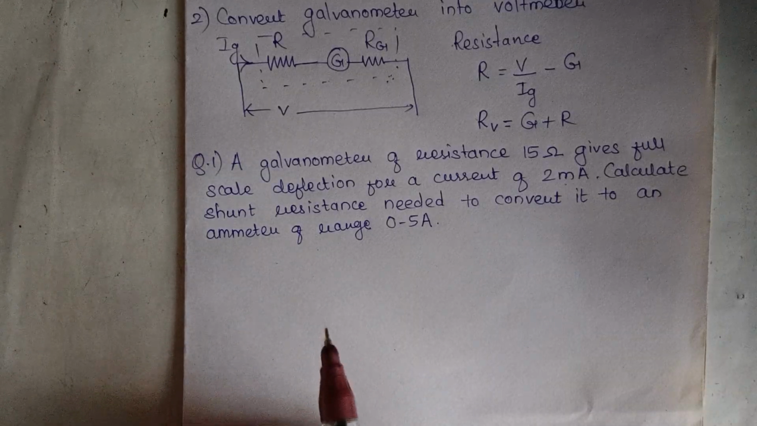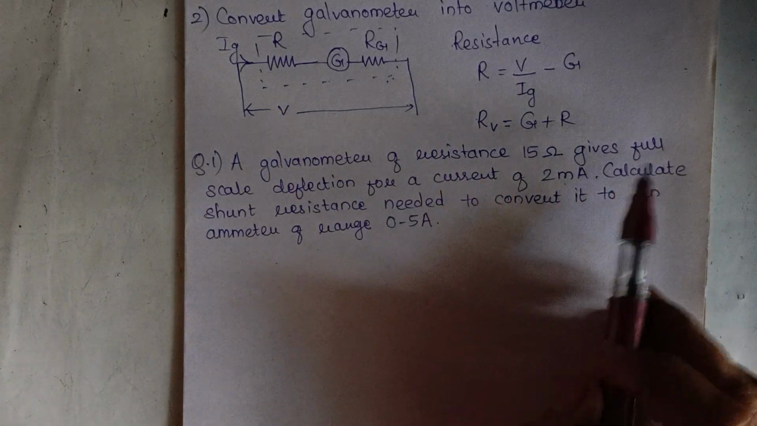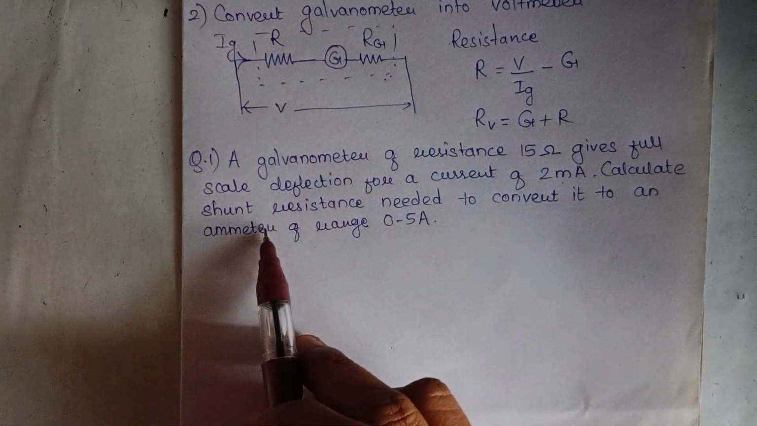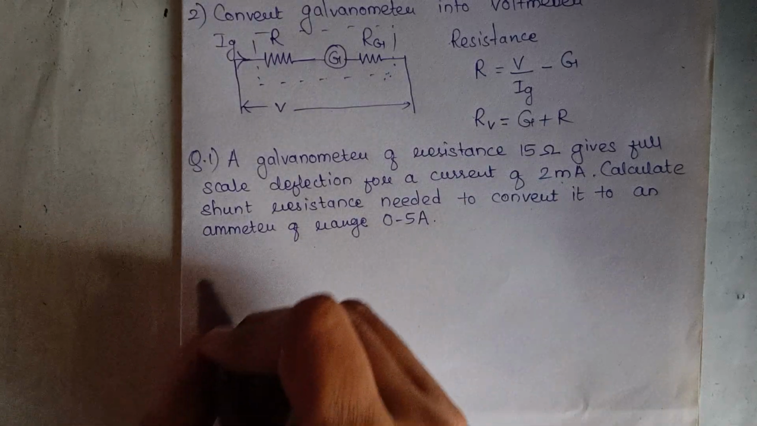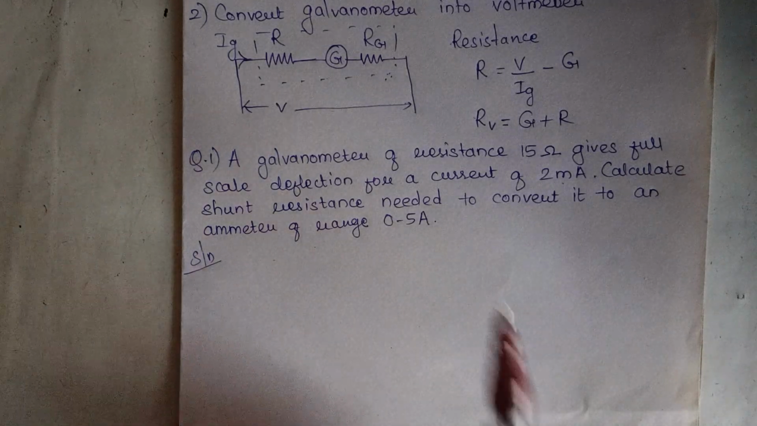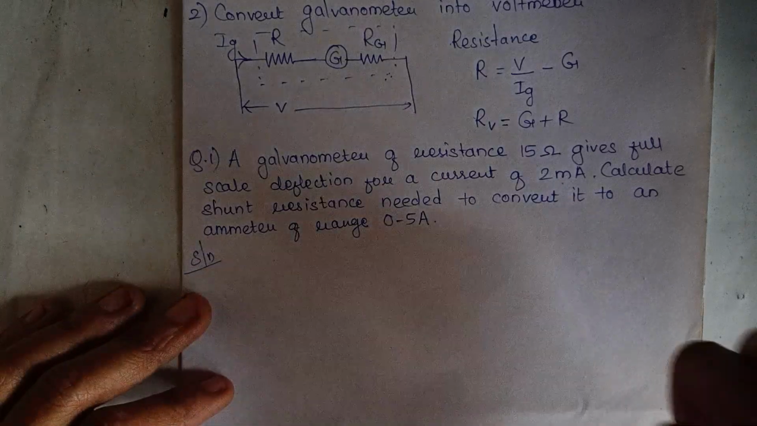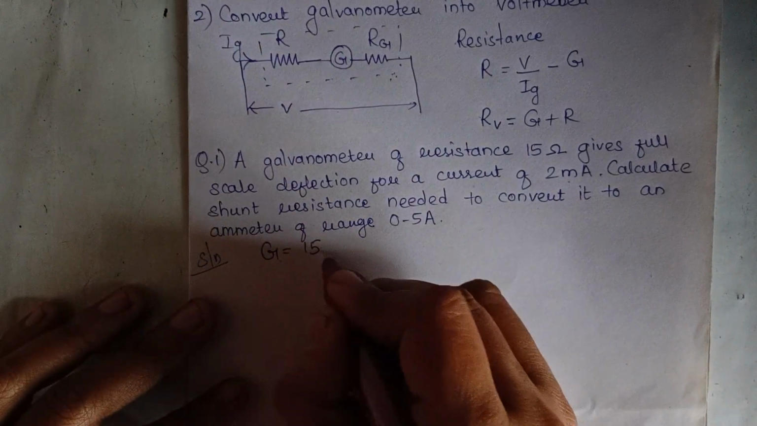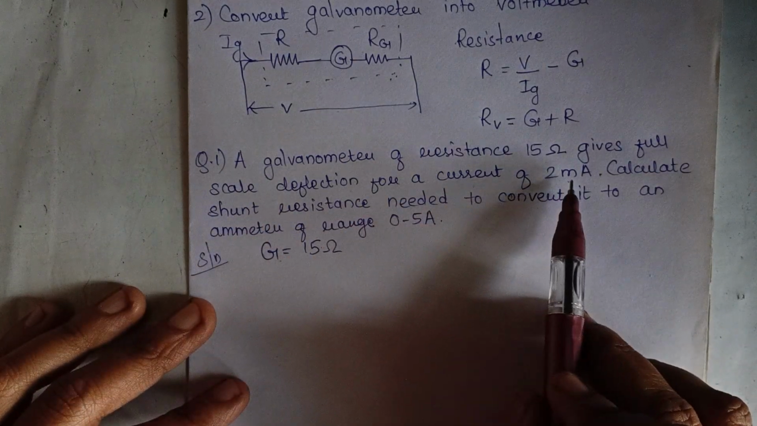The question is: a galvanometer of resistance 15 ohm gives full scale deflection for a current of 2 milliamp. Calculate the shunt resistance needed to convert it into an ammeter of range 0 to 5 amp. First you have to write what is given. Galvanometer of resistance, so this resistance is of the galvanometer, so this is G. It gives full scale deflection for a current of 2 milliamp.